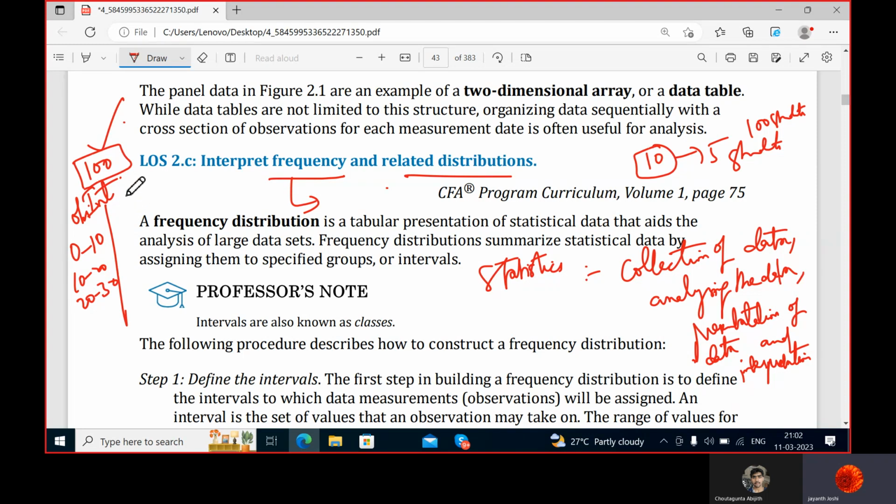And then I'll see marks, and then I'll see students. So for 0 to 10, how many students have scored? That means 5 students were those who scored marks between 0 to 10. So how frequently has this particular phenomenon occurred? 5 times. And there are 10 students who come in the next category.